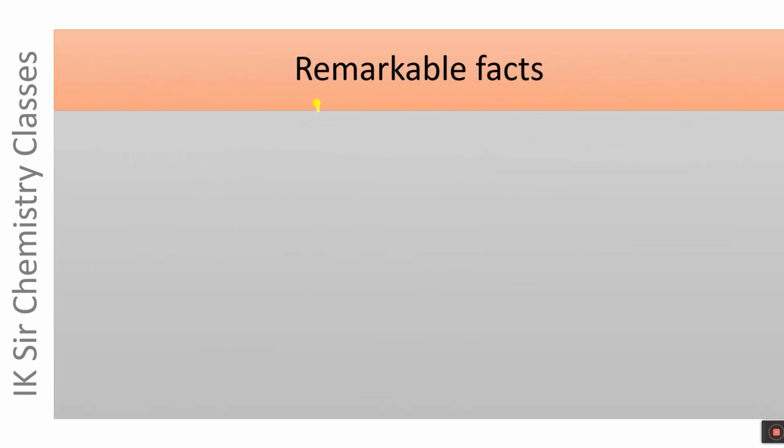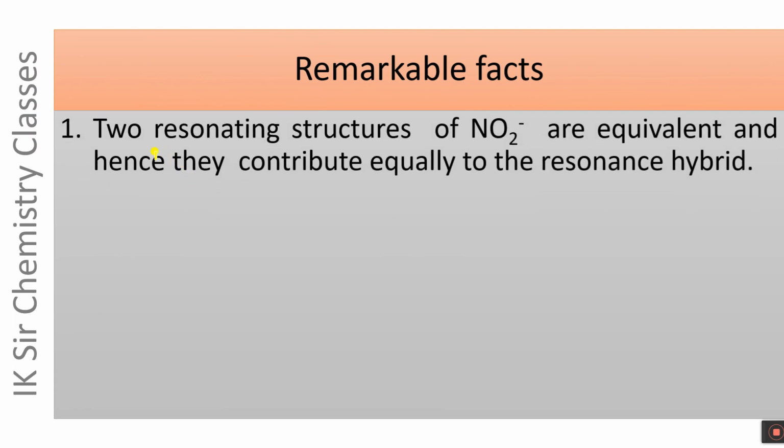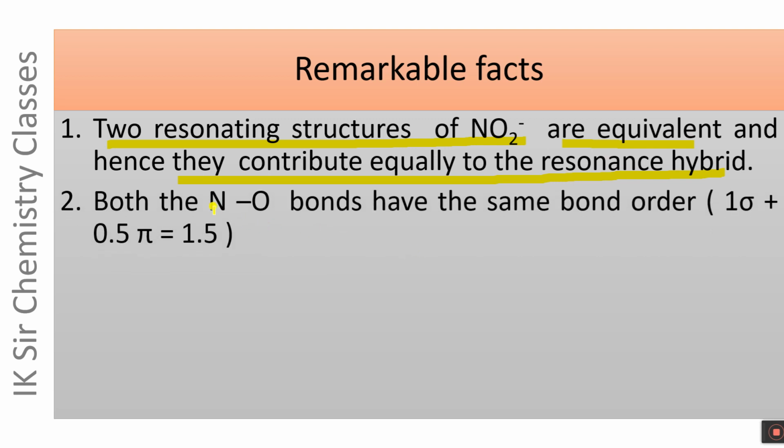Remarkable facts about the structure of NO2 minus ion. Two resonating structures of NO2 minus ion are equivalent, and hence they contribute equally to the resonance hybrid. Both the nitrogen oxygen bonds of nitrite ion have the same bond order, 1 sigma plus 0.5 pi, that is 1.5 is the bond order of nitrogen oxygen bond.